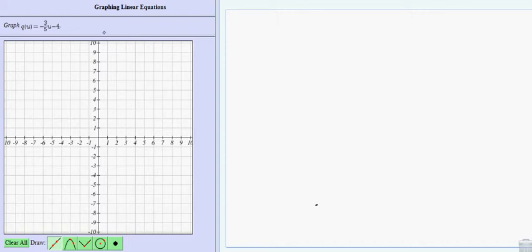In this problem, we're asked to graph the following linear equation. I'm actually on Mathas right now with a live question. There's many ways to graph a line. I'm just going to pick one.